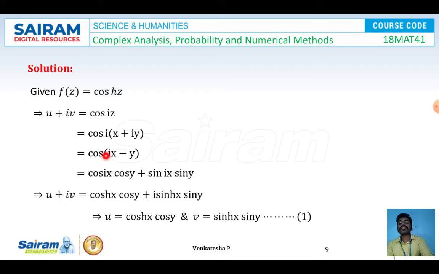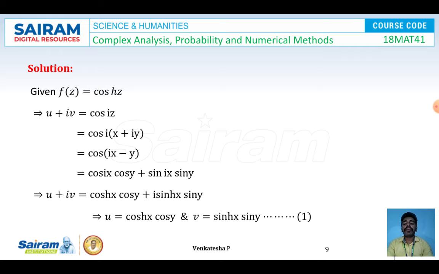Now I am going to expand this equation by using the cos of a minus b formula. It is given by cos a cos b plus sin a sin b. So I got the expression u plus iv is equal to cos ix cos y plus sin ix sin y. Now I can separate the real and imaginary parts. Since we know that cos ix we can replace as cos hyperbolic x and sin ix can be put as i into sin hyperbolic x. So I got u plus iv is equal to cos hyperbolic x cos y plus i into sin hyperbolic x sin y. So I got u is equal to cos hyperbolic x cos y and v is equal to sin hyperbolic x sin y. Call this equation number 1.